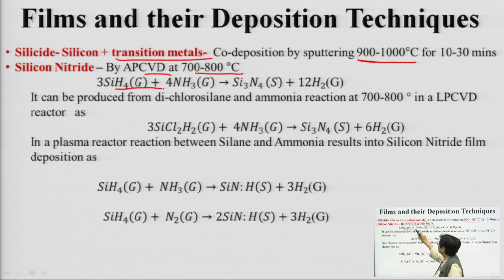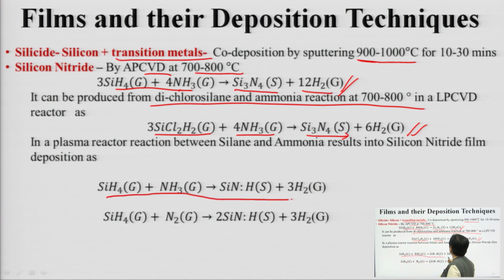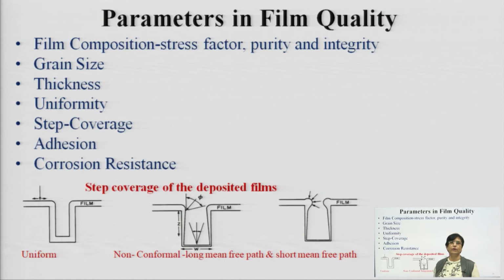Silicon nitride can be deposited by APCVD, atmospheric pressure chemical vapor deposition, at 700 to 800 degrees centigrade. The reaction will be 3SiH4 plus 4NH3 giving silicon nitride and hydrogen. It can also be done at comparatively lower temperature, around 700 degrees, with dichlorosilane and ammonia reacting to give silicon nitride and again hydrogen. Please understand, everywhere you are having hydrogen as well. Then silane and ammonia getting reacted gives silicon nitride as well.